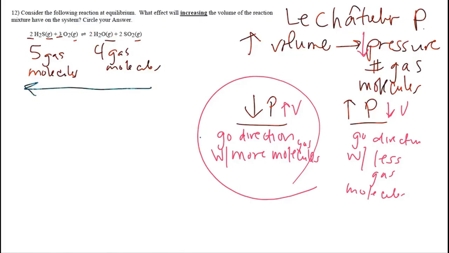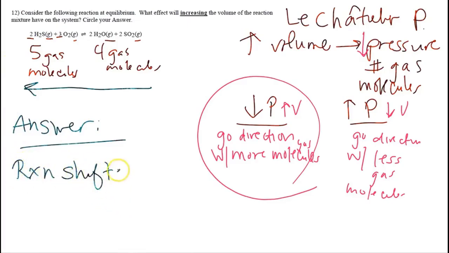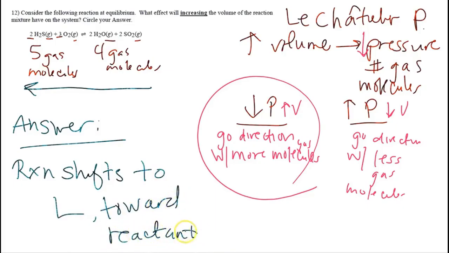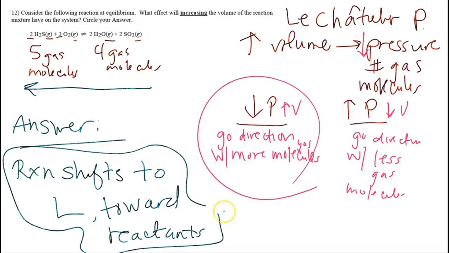Okay? And so when we're thinking of our overall reaction, the most is going to be 5 gas molecules. So our answer, when they're telling us what effect will increase in the volume have, is going to say reaction shifts to the left. You also can say toward reactants. You can say whatever you like here. Some folks simply just put shifts left, and that's still correct. All right, folks? So that's how we'll basically approach this question. Let's move on to question number 13.